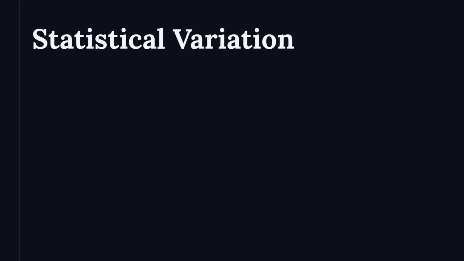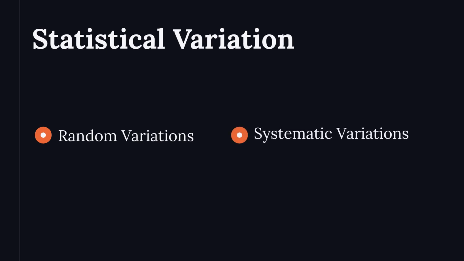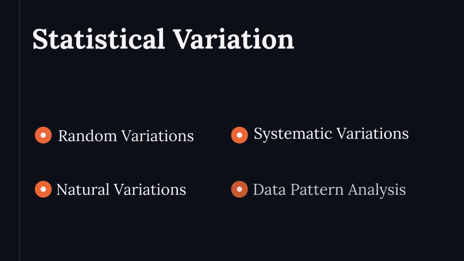Statistical variation is a core concept in data analysis. It encompasses random, systematic, and natural variations. Understanding these types helps in accurate data interpretation. Variation analysis aids in identifying data patterns and anomalies. Mastering this concept is crucial for effective statistical analysis.